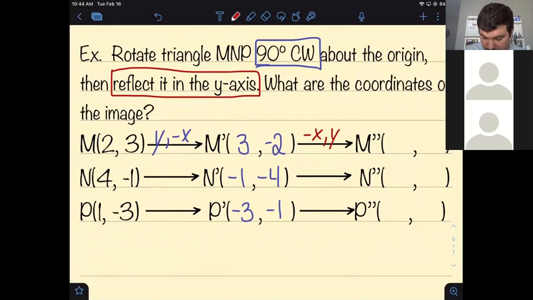So this is going to become -3, -2, +1, -4, +3, -1. And now we have our answer, our 3 double prime coordinates. And if I was supposed to graph this on a coordinate plane, I would be able to do it now that I know what the coordinates are.